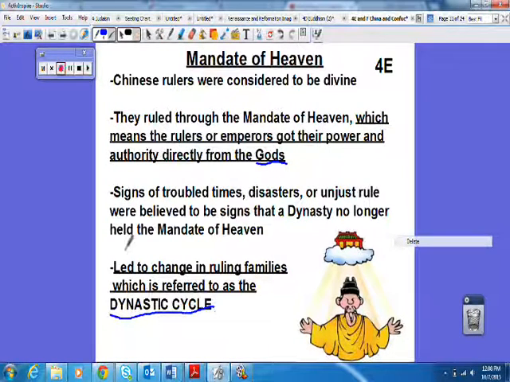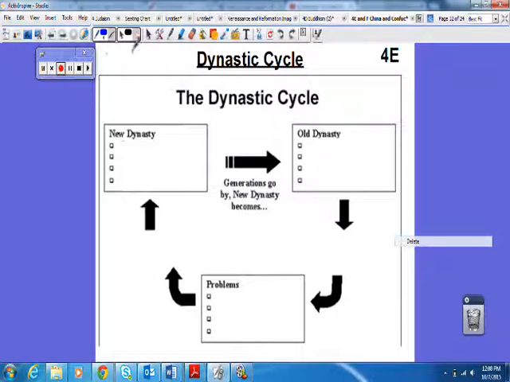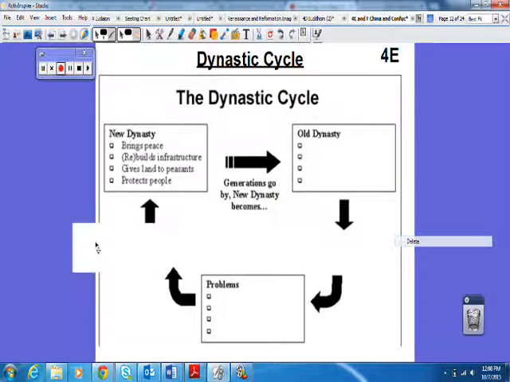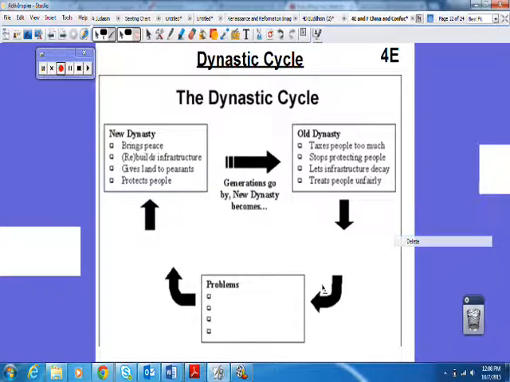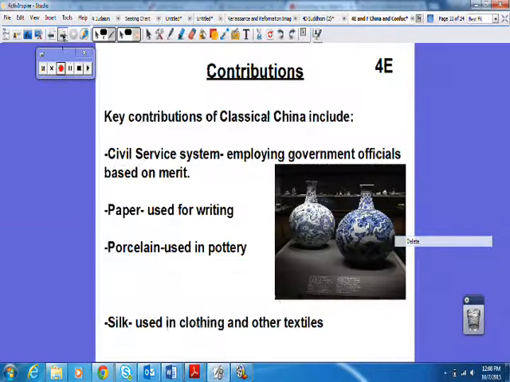A dynasty can lose the mandate of heaven by not ruling justly, by having disasters, by doing bad things. They can lose the mandate of heaven and a new dynasty can replace them. This is referred to as a dynastic cycle. And this is just a brief little picture here of the dynastic cycle, showing how it works. You can pause it here if you want and get more in depth with it. I'm going to move on.